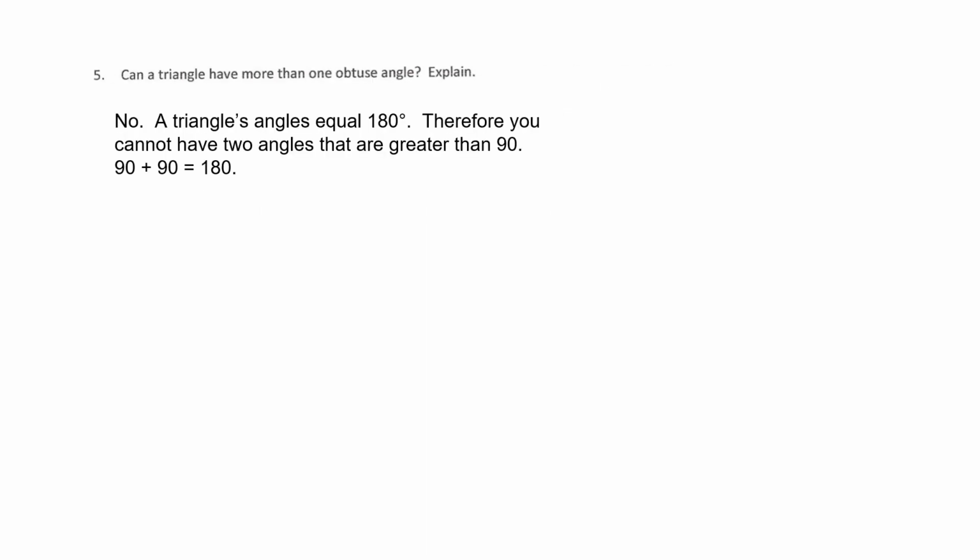Can a triangle have more than one obtuse angle? Well, no, because when you add up the 3 angles of a triangle, they always equal 180 degrees. So you can't have 2 angles that are greater than 90, because 90 plus 90 is 180, and then you won't have a third angle. So no, you can only have one obtuse angle.